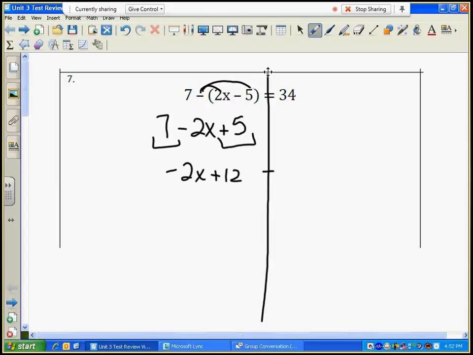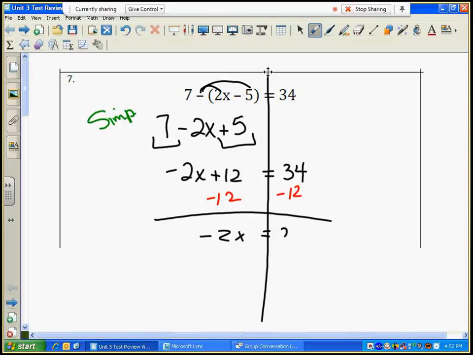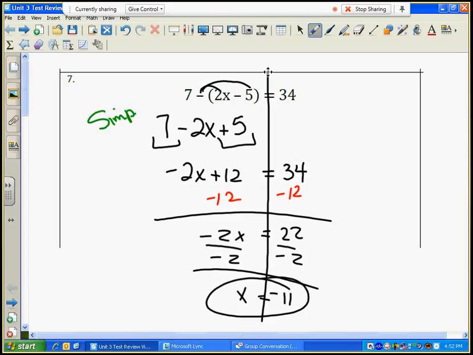All right. On that left side, I am now ready to continue, and I have just finished with my simp. Okay. There is nothing to collect here. It's time to solve. So I'll subtract away that 12. Then I'll divide away that negative 2. And x will equal negative 11. Okay, and of course, right here is where I began that solving process.